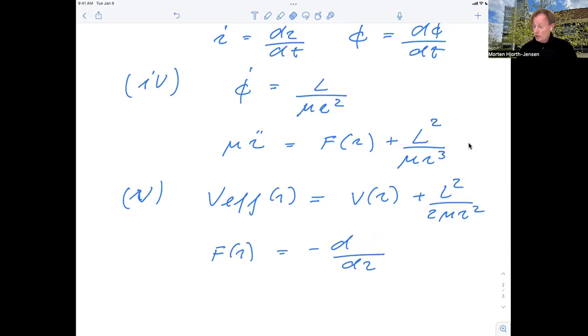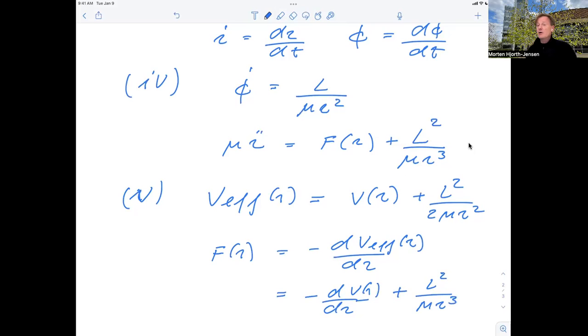So let's just put that one up here. That's V effective. And if you look at the definitions here, this is now the same as minus d/dr of V(r), where we need to specify the specific potential here, and then we have plus L squared divided by mu times r cubed. So this is now our new effective force due to the way we have made these transformations.